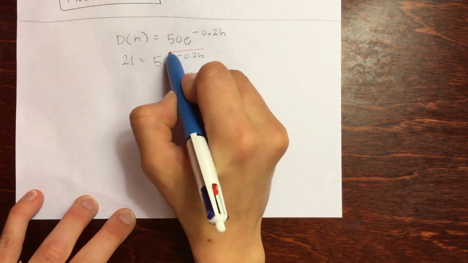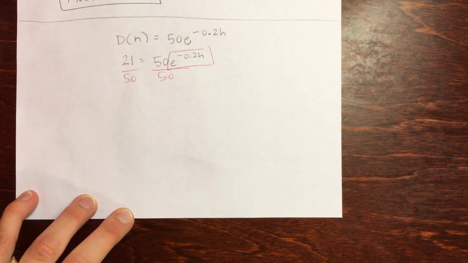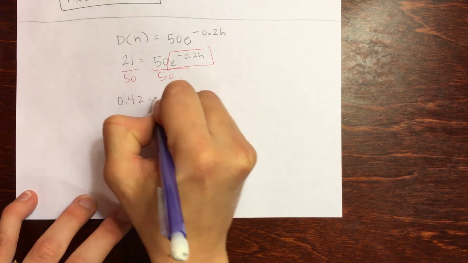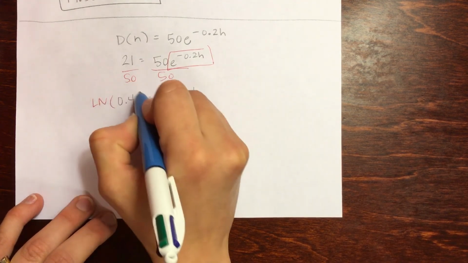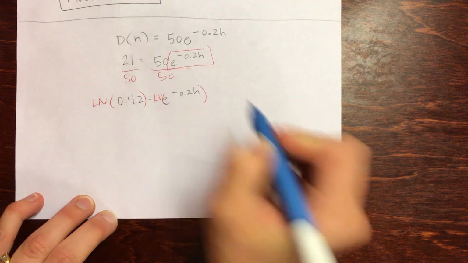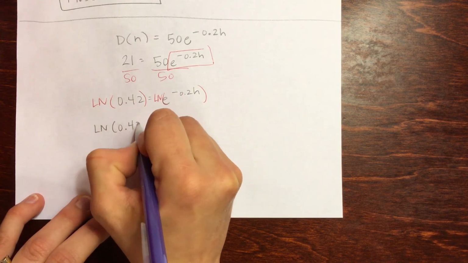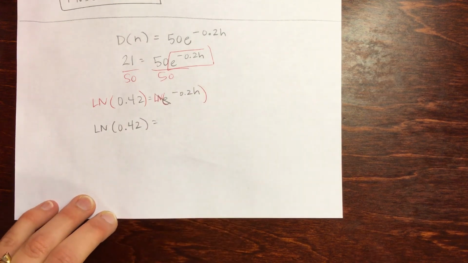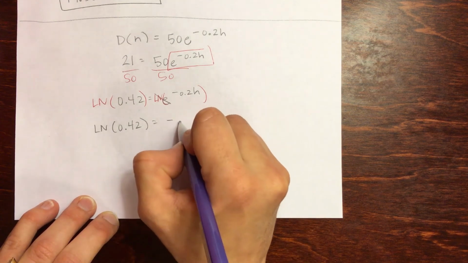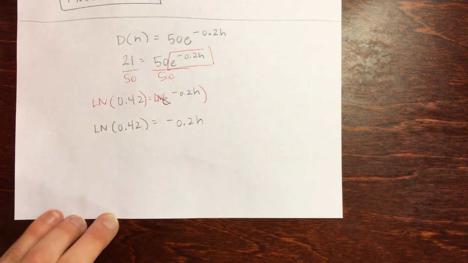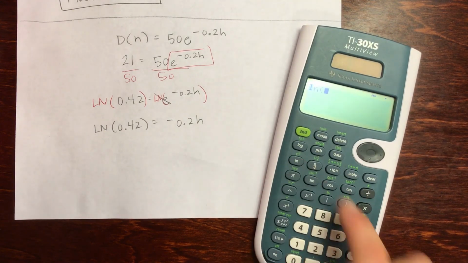So just like before, I want to isolate my exponential piece, so I'm going to divide my 50 over to the other side. I want to convert this, so put a natural log in front of both sides to get rid of my exponent. On the left-hand side, this is going to stay natural log of 0.42, but on the right-hand side, my natural log, which is base e, and my e base of my exponent cancel each other out. The right-hand side is just calculator buttons, so I can type that into my calculator.